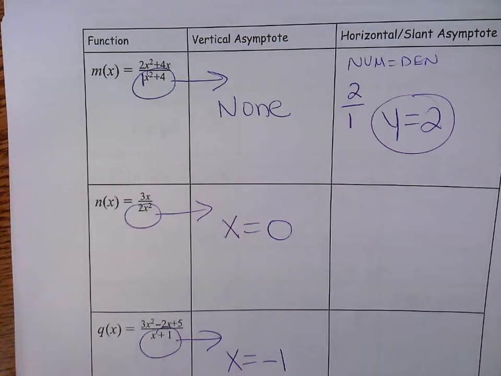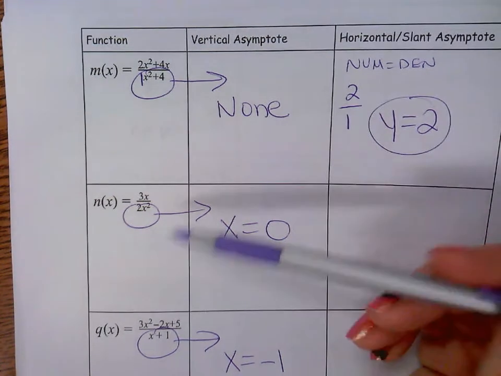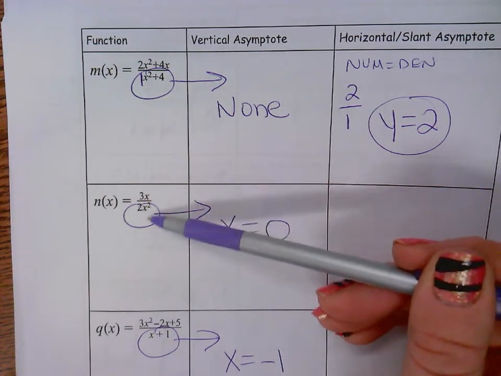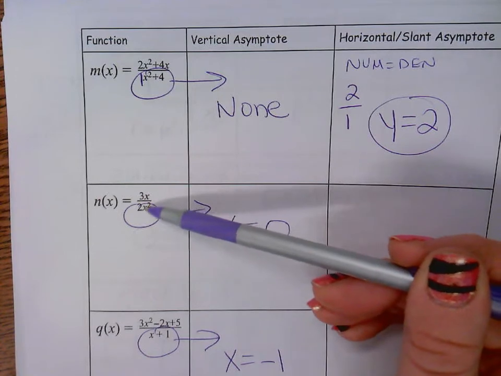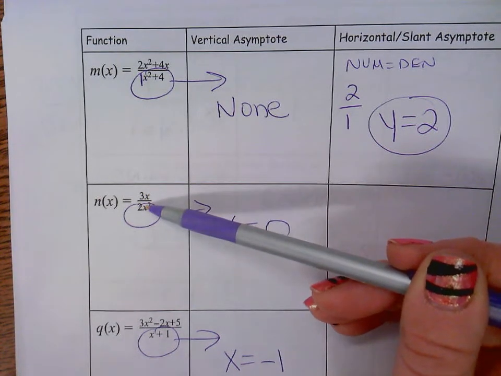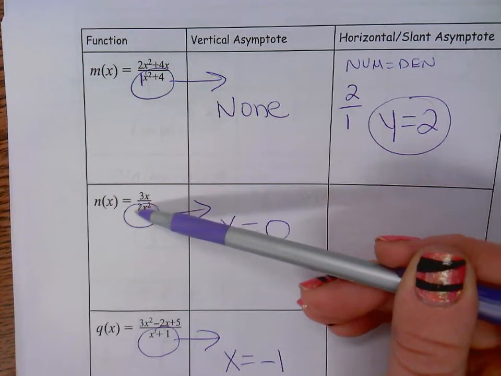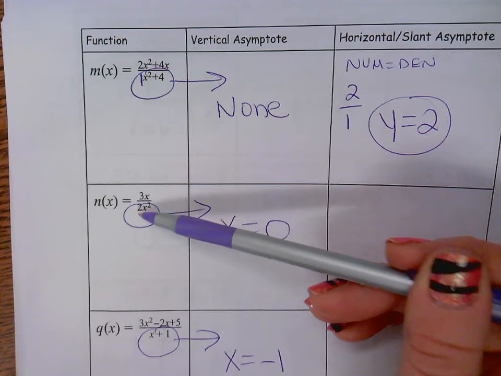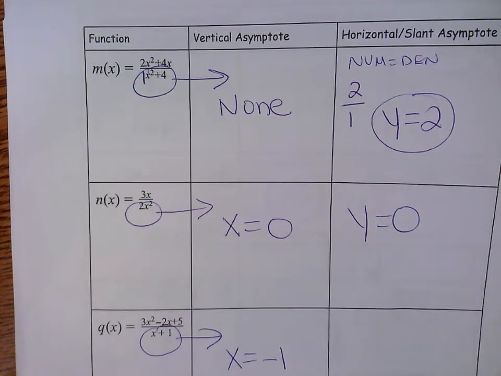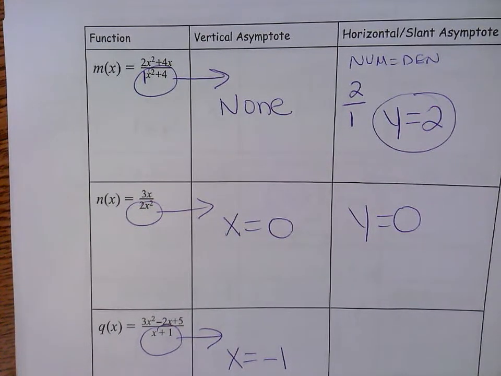All right, what happens in n of x? Who wins? We've got a linear function over a quadratic function. Technically, I could have reduced this by 1 power of x, but then I would have still had 3 in the numerator, 2x in the denominator. So the denominator is still going to win. So when the denominator blows up, we know that it's just at y equals 0. Denominator gets bigger really fast.